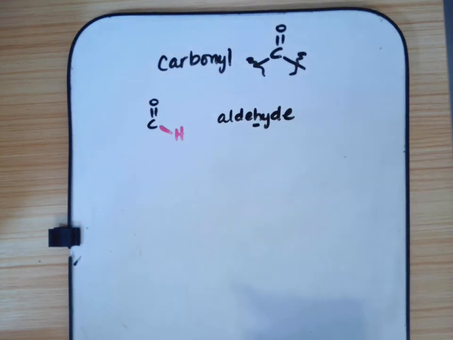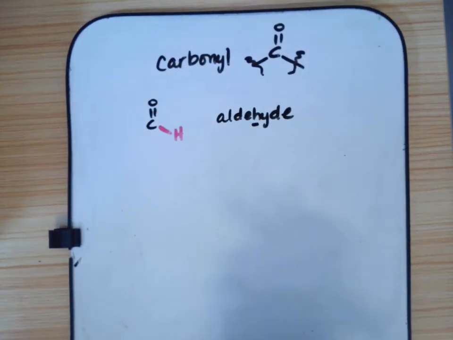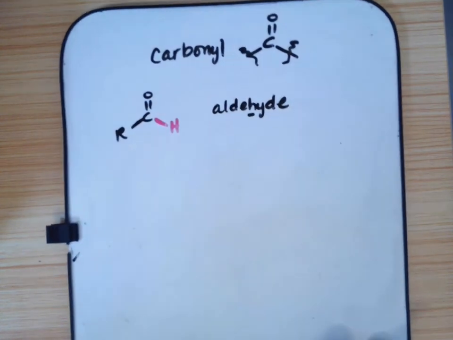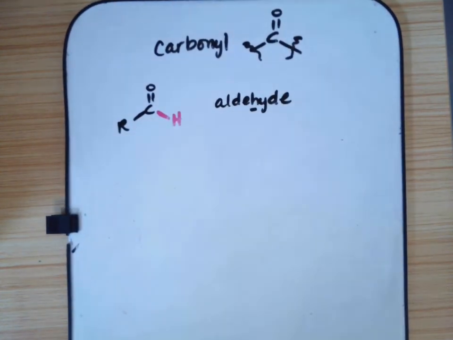Aldehyde has the H in the name. There's an H representing your hydrogen bonded to the carbon of the carbonyl. The other we can just call R. It can be a single carbon. It can be a chain of carbon atoms, a ring of carbon atoms. It can even be an aromatic ring.